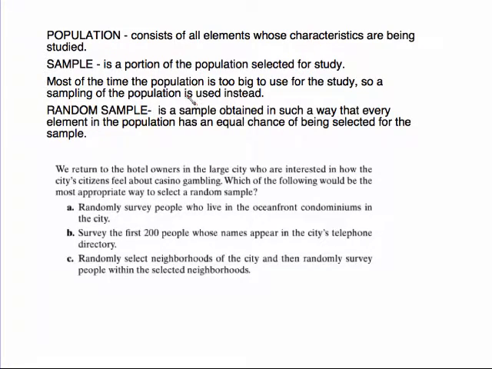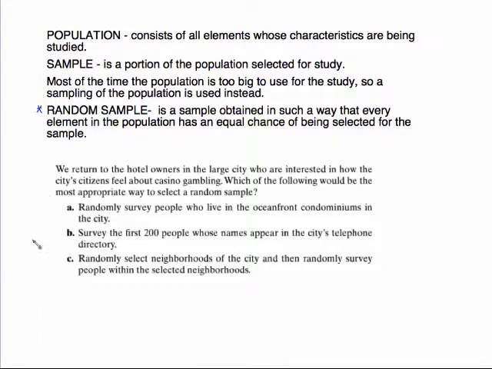Most of the time, the population being studied is too big to use, so a sampling of the population is used. And this is very important. When you are doing a study and you are sampling the population, you need to have a random sample. It is a sample obtained in such a way that every element in the population has an equal chance of being selected for the sample. Go back to the classroom example. If I just pick the boys over 6 feet, then I am not picking a random sample. If I am just picking the 3-year-olds with blue eyes, I'm not picking a random sample.